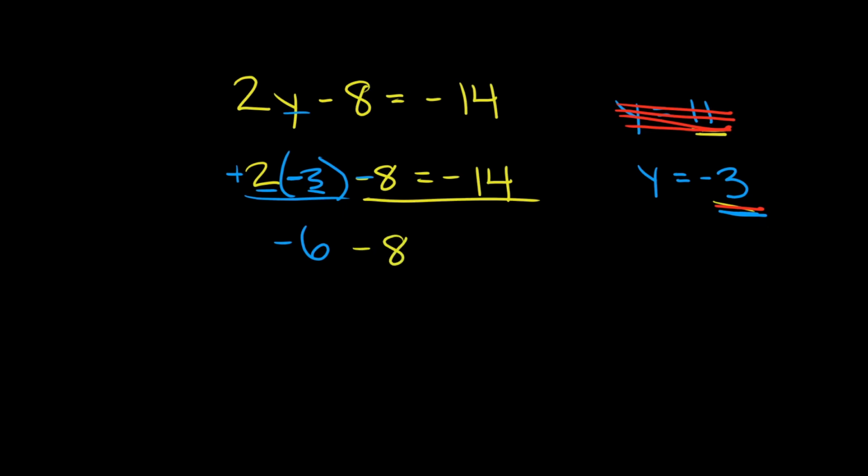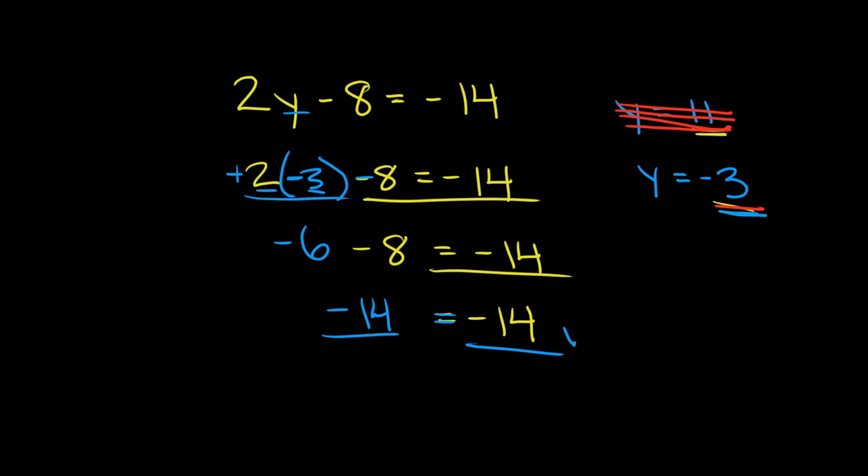So minus 8 is equal to negative 14. On the left side, we're just left with negative 6 minus 8, and that simplifies to negative 14, which is equal to negative 14. Now, is negative 14 equal to negative 14? Yes, it is. It's the exact same number. So that means this number that we tried, y is equal to negative 3, is the solution to our equation.